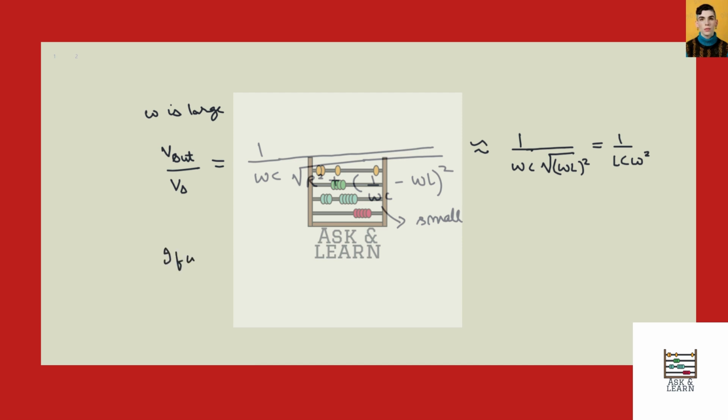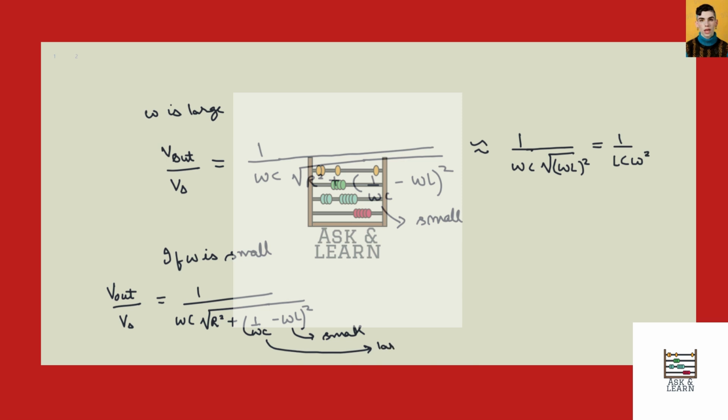If omega is small, we have V out over VS equals 1 over omega C, over the square root of R square plus 1 over omega C minus omega L whole square. If omega is small, this factor is very small, and this factor is a large factor. So this would dominate, and this will become 1 over omega C.